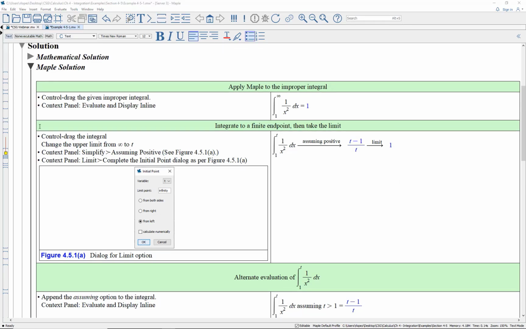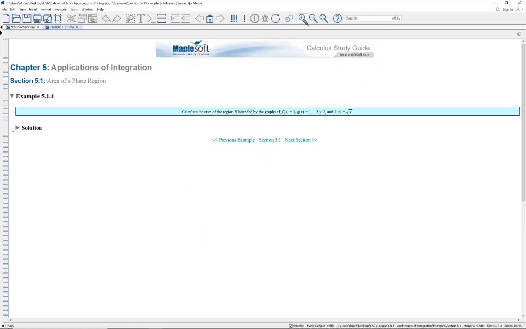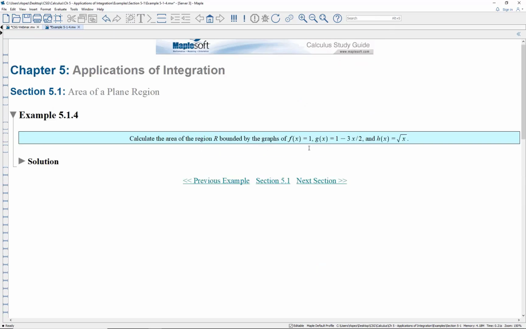Our next example is again from integration. Area between curves. So region is bounded by some curves. So these are the bounding curves. 1 minus 3x over 2. So we have a line here, something like that. And square root.